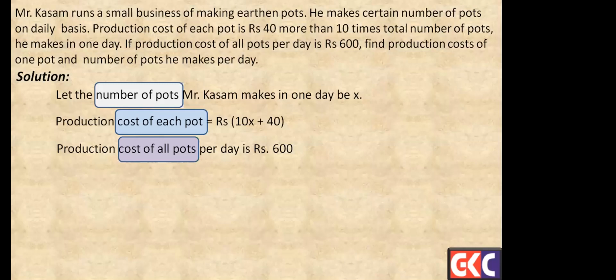Somewhat similar thing is going to happen out over here. Number of pots कितना है? X है. Cost of each pot क्या है? 10x plus 40. So if I multiply them, I shall get the cost of total pots, which is 600. So does that mean I'm getting an equation x into 10x plus 40 equals to 600. Did you understand what I did out over here?